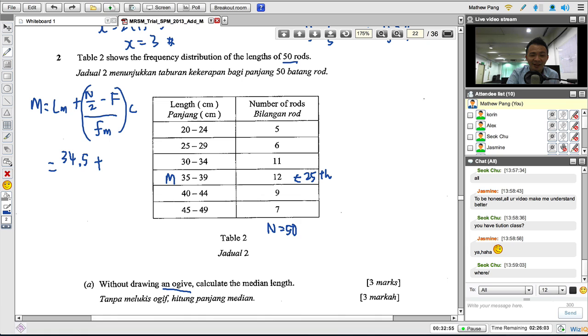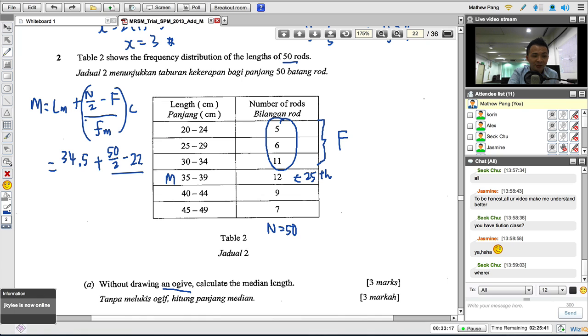Let me straight away do this one. N, we got the N already. N is 50. N is total frequency, over 2. Minus capital F, which is the cumulative frequency before this class. So this class is over here, right? Before this class is this one. So all of this we plus together, we call F. So 11 plus 11 is 22.